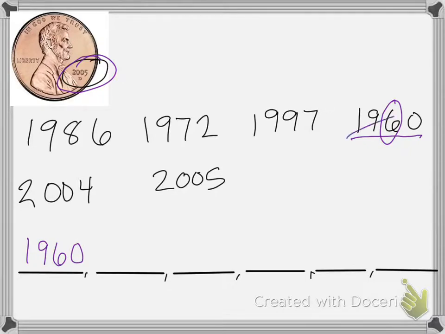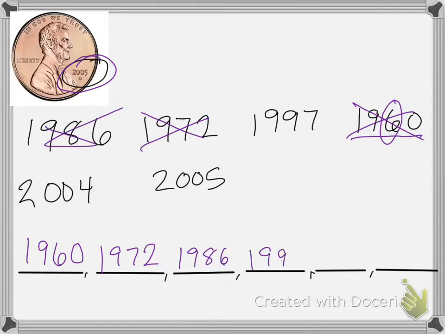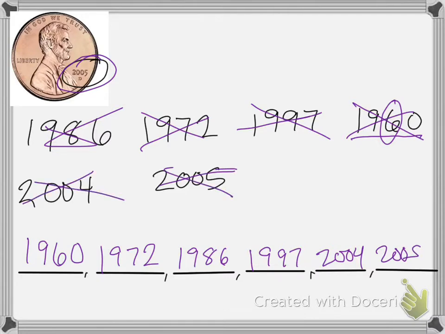Then, after that, the next one would be 1972, then 1986, 1997, 2004, and then finally 2005.